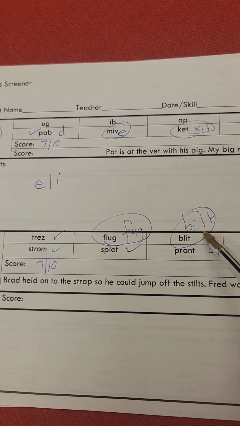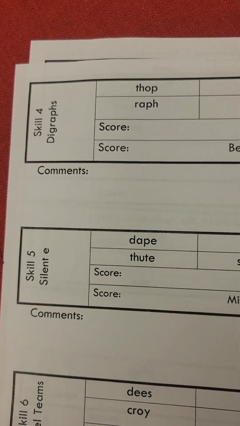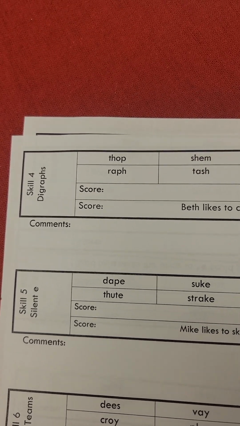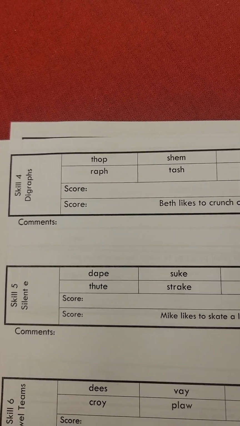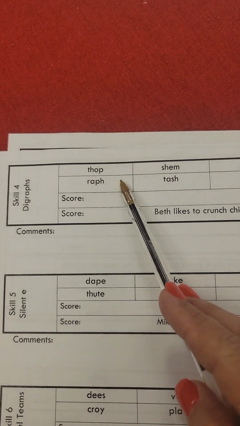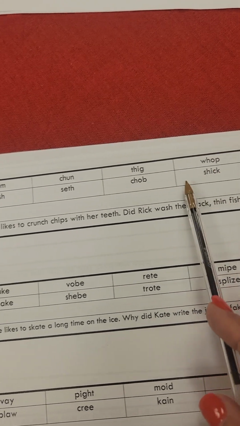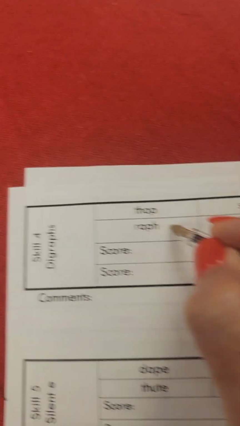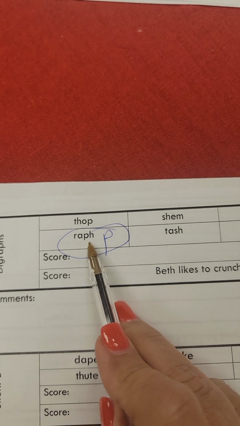This one is wrong because they said built instead of blit. So moving on to digraphs. If you look at the digraphs, again, we're checking digraphs this time. We don't want them to be put into a group where they're learning digraphs if they already have digraphs. So just check them and see if they say thop, shem, chun, thig, wop. And then over here they say wrap. Then I would put a P here and I would circle it. So now I know they need to learn this one.